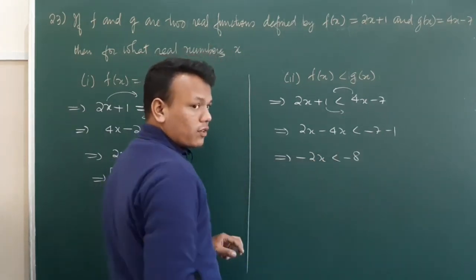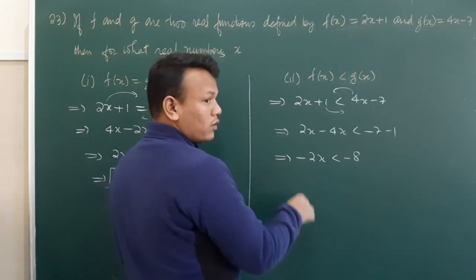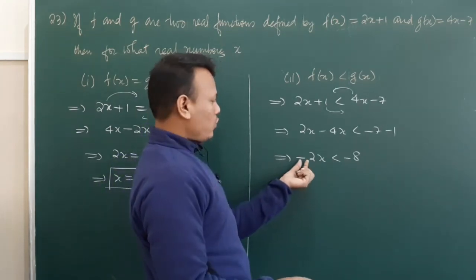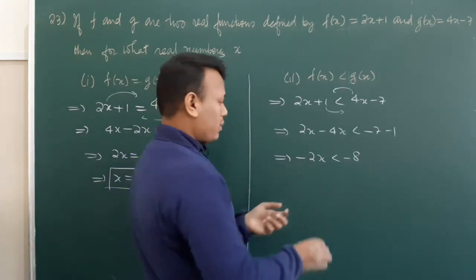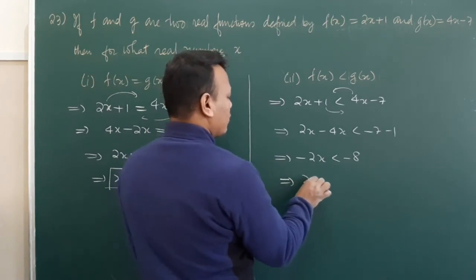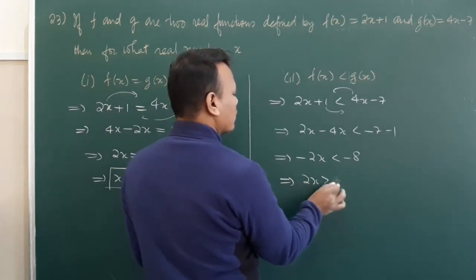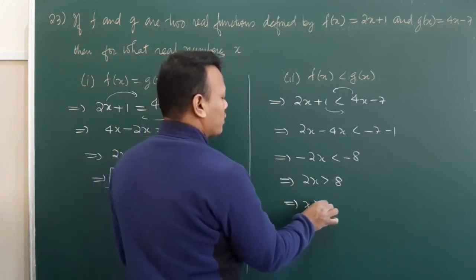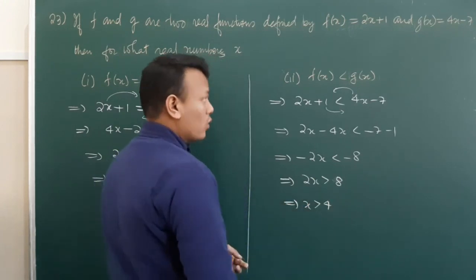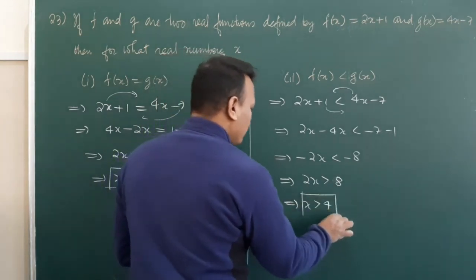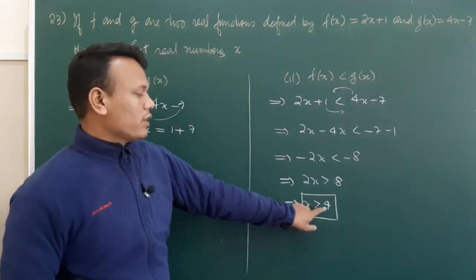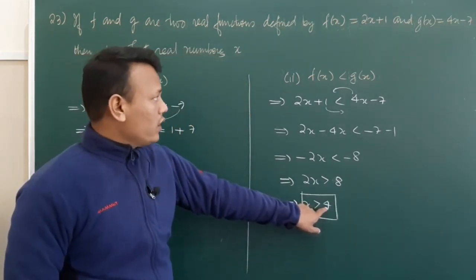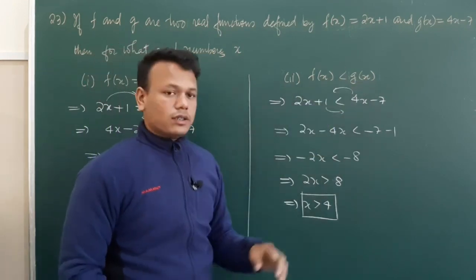So if you want to get rid of the minus 2, you have to divide, or to get rid of the minus, multiply both sides by minus, then the sign will change, isn't it? This less than becomes greater than, so from here x will be greater than 4. So therefore any real number greater than 4 will give you f(x) less than g(x).